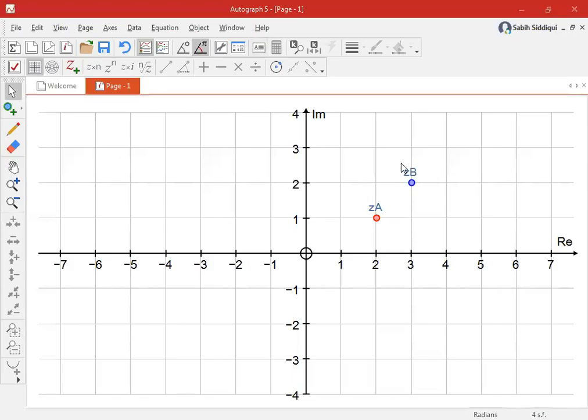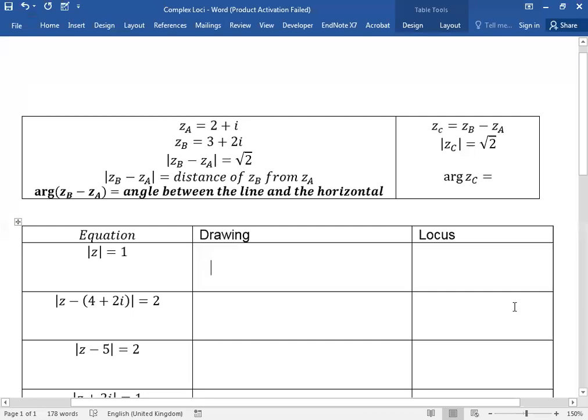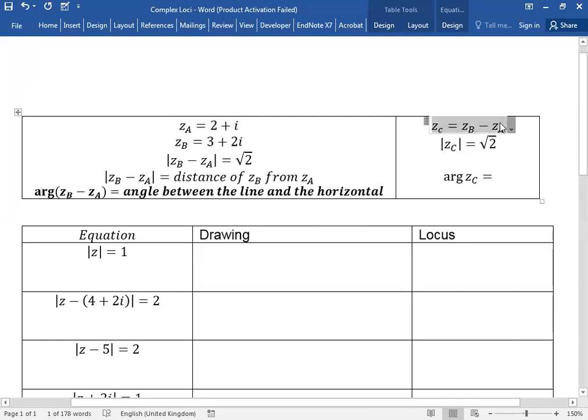Assalamu alaikum. Okay, class. First, let's just understand a few things before we go on to complex loci. Let's make two complex numbers. One of them is ZA, which is 2 plus iota, and the other one is ZB, which is 3 plus 2 iota. And I'm calling another new complex number ZC, which is technically ZB minus ZA.